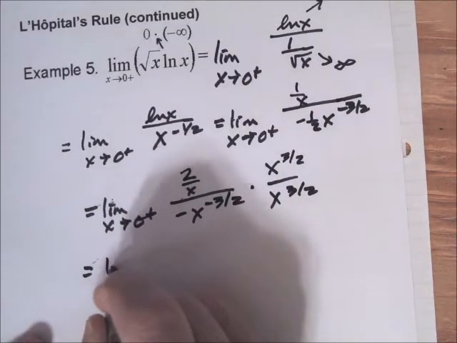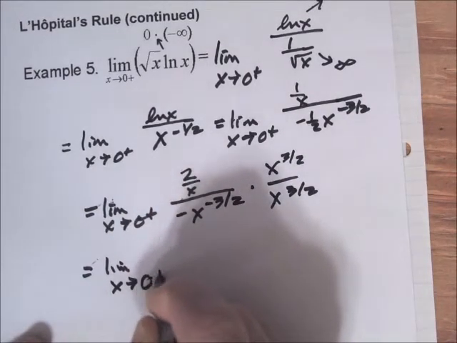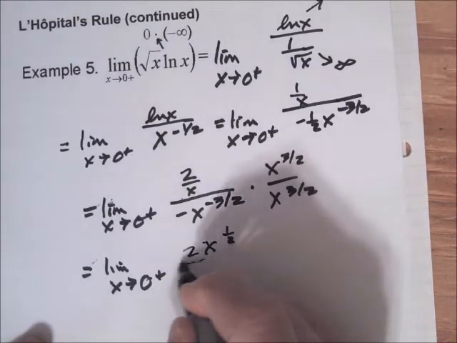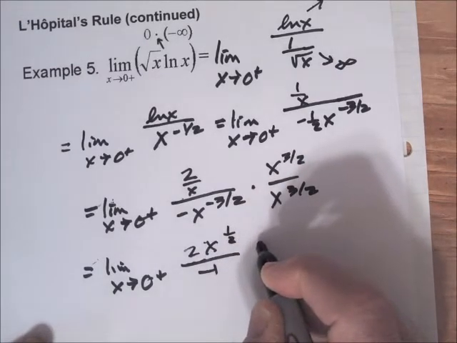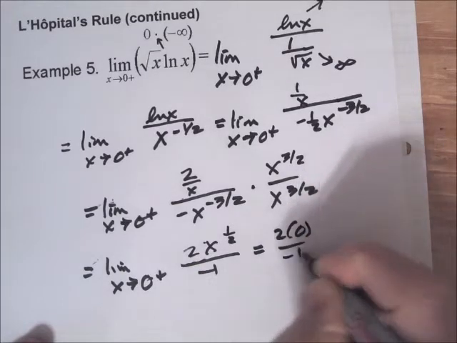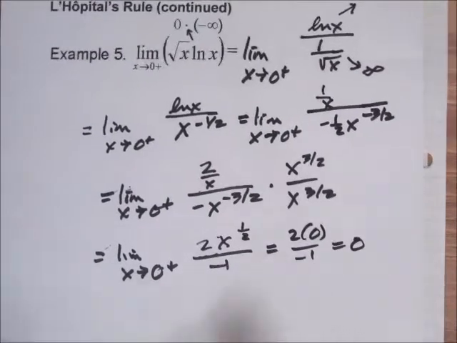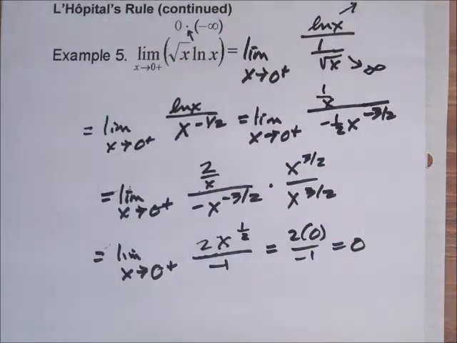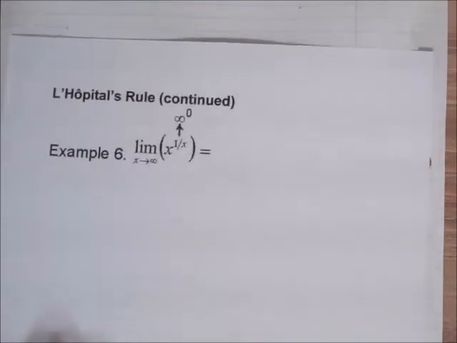We'll have the limit as x goes to 0 from the plus side of 2x to the 1/2 over minus 1. And this limit is going to go to 0. So this is going to be 2 times 0 over minus 1, which is 0. So again, the original function was not in the form that we needed to apply L'Hopital, but we were able to manipulate it to get it in that form, and then apply L'Hopital to get the limit.